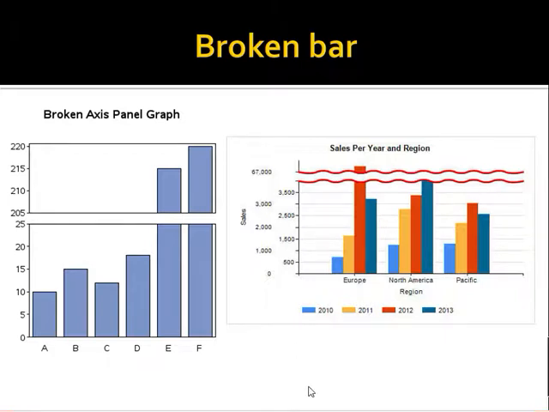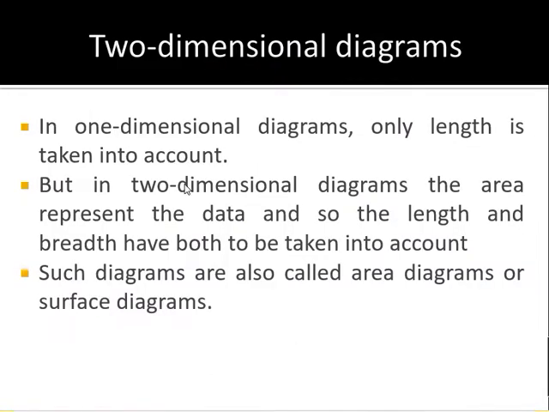So, these are the various types of one dimensional diagrams, that is the simple bar diagram, the subdivided bar diagram, multiple bar, percentage bar, deviation bar and broken bar. Now, we will go to the two dimensional diagrams. In one dimensional diagrams, we take into account only the length, but in two dimensional diagrams, the area will represent the data, and so the length and breadth both have to be taken into account. So, such diagrams are also called as area diagrams or surface diagrams. So, the area of the bars will represent the given data.